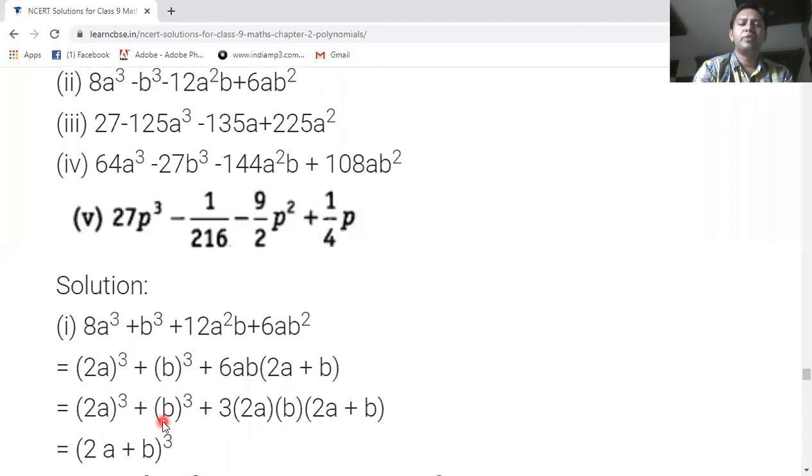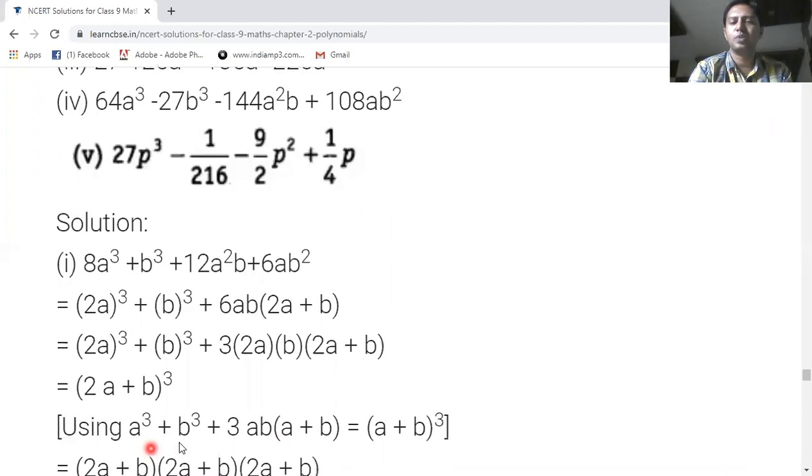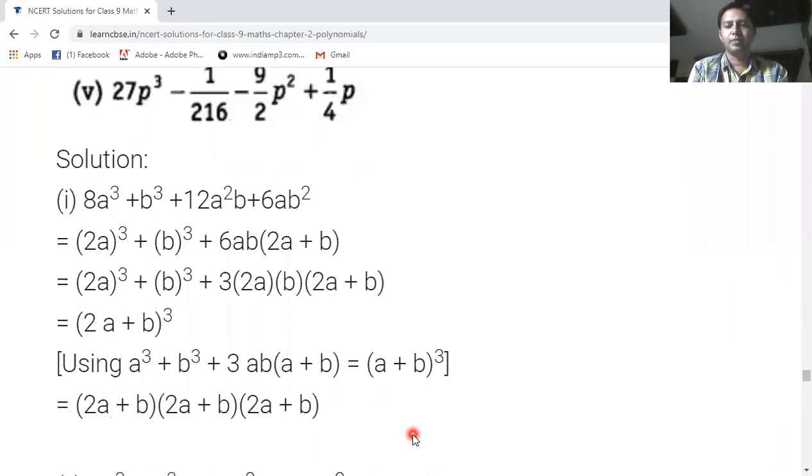If we compare it with a³ + b³ + 3ab(a + b), this is nothing but (a + b)³. After applying the identity, the factorized form is (2a + b)(2a + b)(2a + b), not 8a + b, Chirayu. It is 2a + b because 8a³ is the perfect cube of 2a. So it will be (2a + b)³.